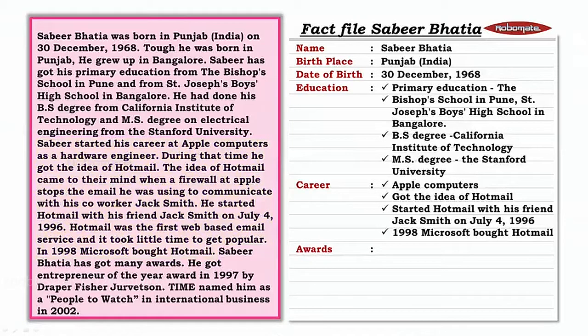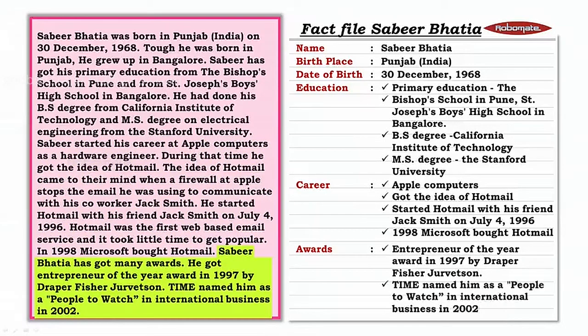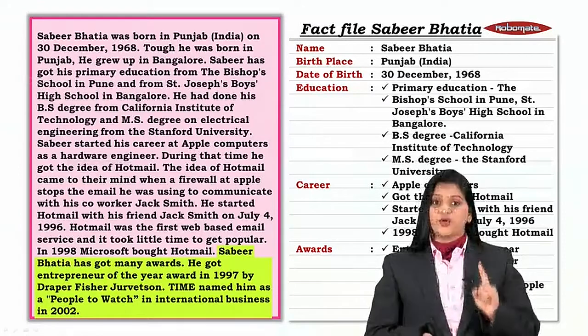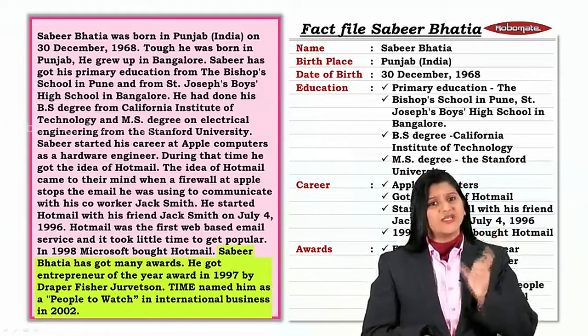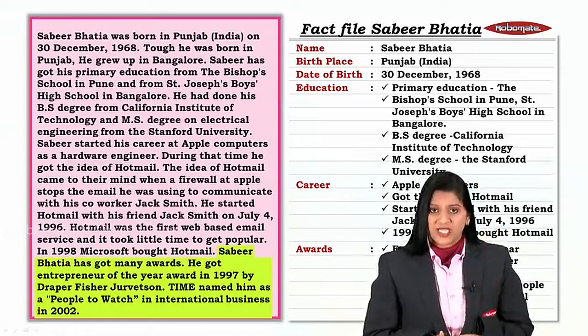Accordingly, the last point is awards. He's received a number of awards, and you're going to put it down in the form of points. You're just going to give important information, cut down on unnecessary things. Again, students, remember, do not put entire sentences in a fact file. You're supposed to only write points. Now, this was about fact file.